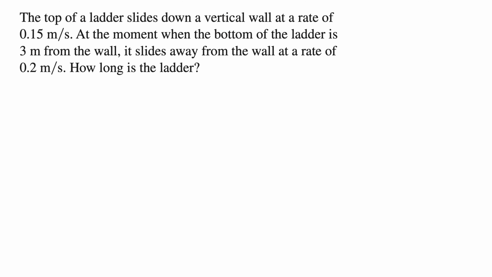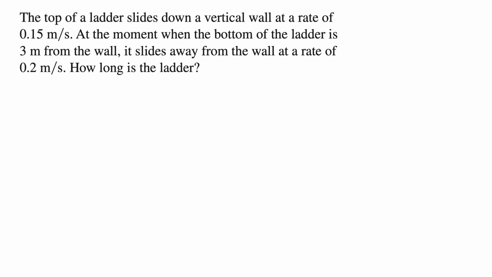In this example, we have a ladder sliding down the side of a wall, which of course would be a horrible experience if you're actually standing on the ladder. But let's see how this goes. It says the top of a ladder slides down a vertical wall at a rate of 0.15 meters per second.